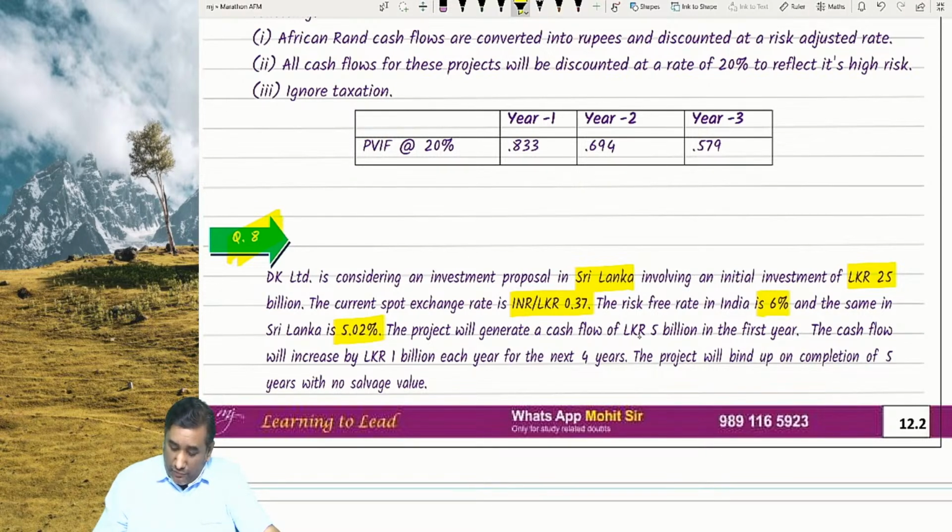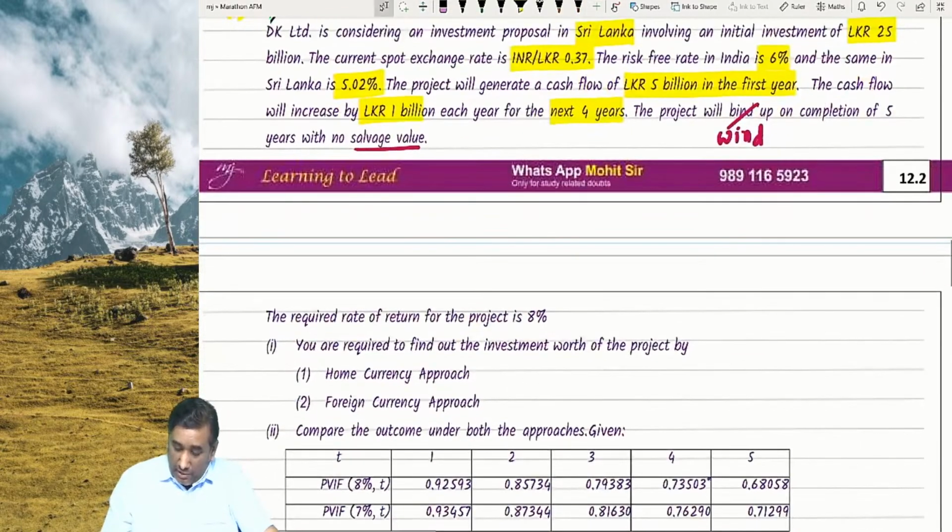Project will generate cash flow of LKR 5 billion in the first year. The cash flows will increase by 1 billion each year for the next 4 years. That means it will become 5, 6, 7, 8 and so on. Project will wind up at the completion of 5 years with no salvage value. The required rate of return of the project is 8%.